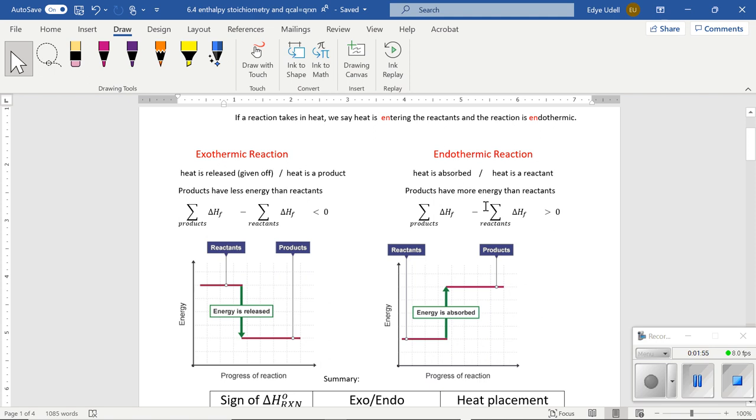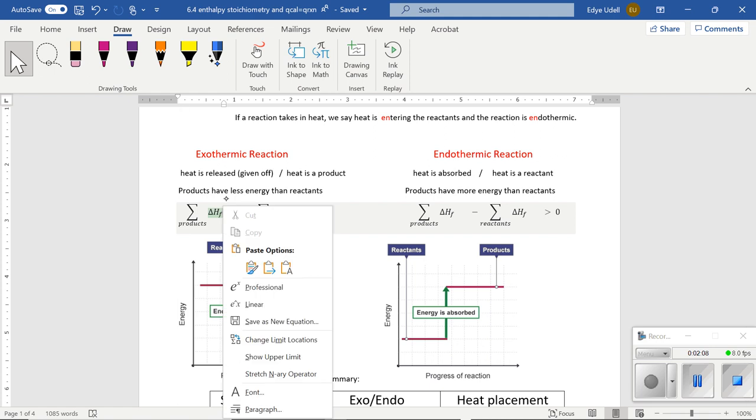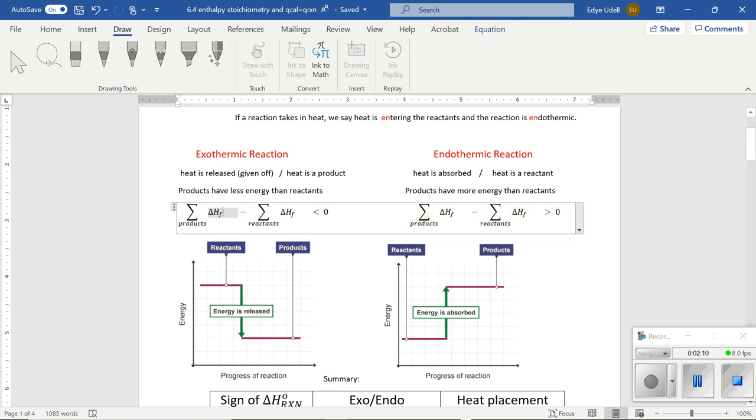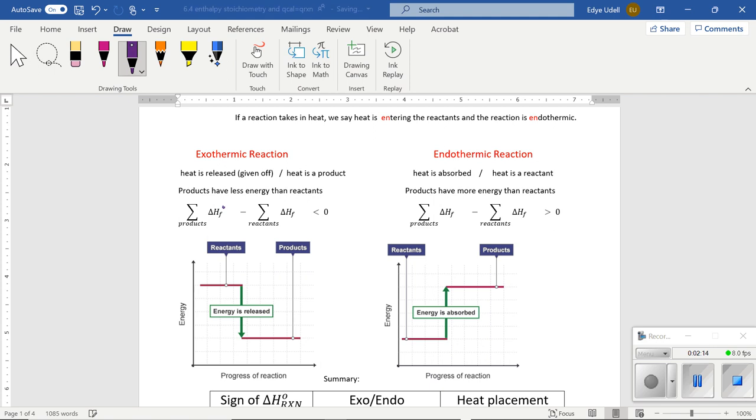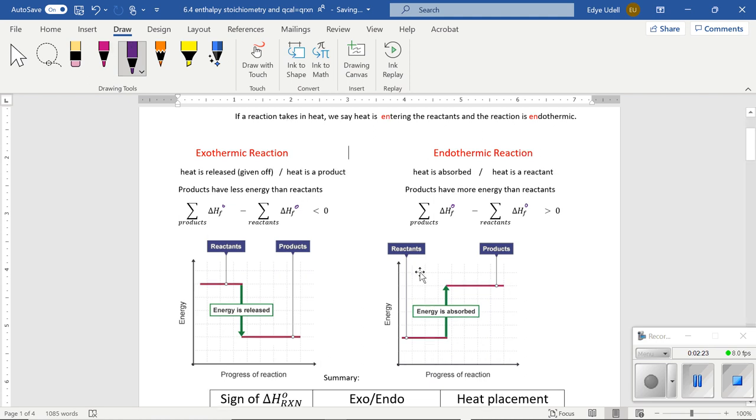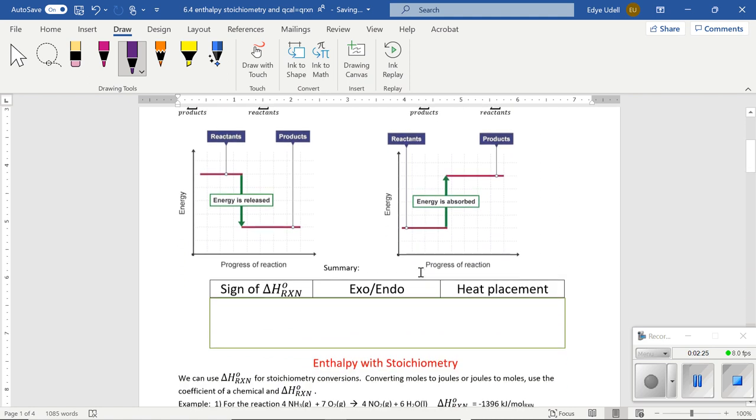And in an endothermic reaction, the products have more energy than the reactants. The sum of the heat of formation of the products minus the sum of the heat of formation of the reactants is greater than zero. And there should be a little knot here. Oops, what just happened? Don't worry about these little knots, but you can add them if they're not in your notes. We'll learn about those later. That stands for standard conditions.